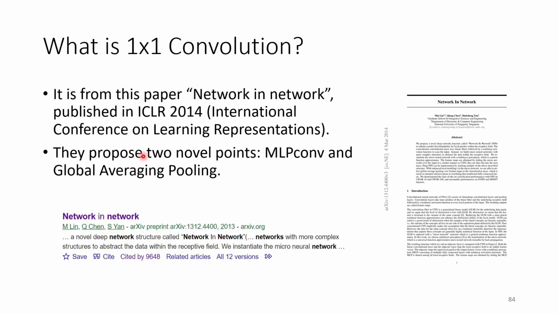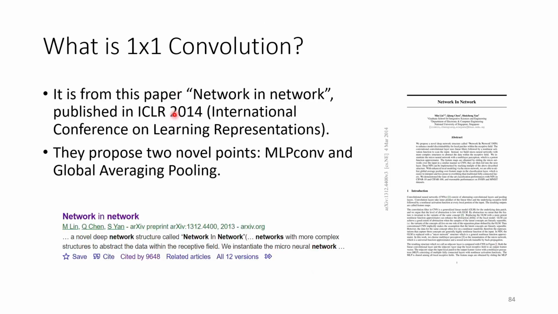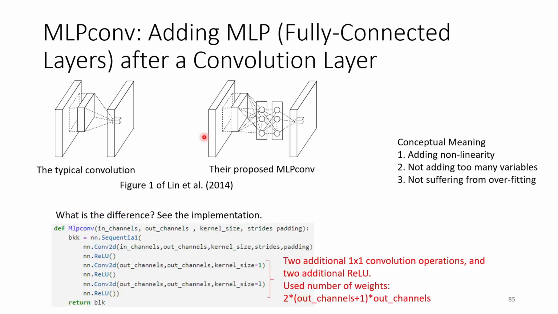So why do they use 1-by-1 convolution? The 1-by-1 convolution was published in this paper, Network in Network, in ICLR 2014. So let's take a look. In the Network in Network paper, they proposed 2 concepts. One is the MLP convolution, and another is global average pooling. So let's take only the MLP convolution first. What does it mean?